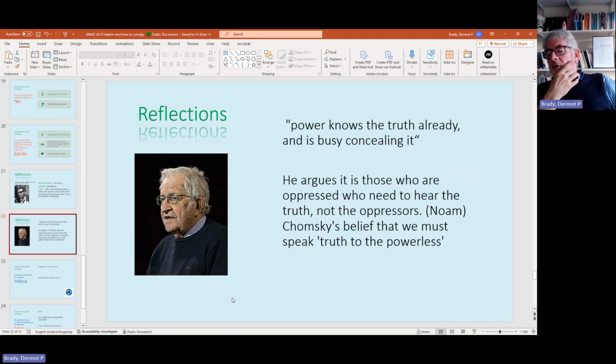This is Noam Chomsky, a very well-known American intellectual and academic, and an activist in his own way. And he says, power knows the truth already and is busy concealing it. He's not a conspiracy theorist, incidentally, but I think he speaks the truth about the world and the way things are organized. So he says it is those who are oppressed who need to hear the truth, and that we need to speak truth to the powerless.